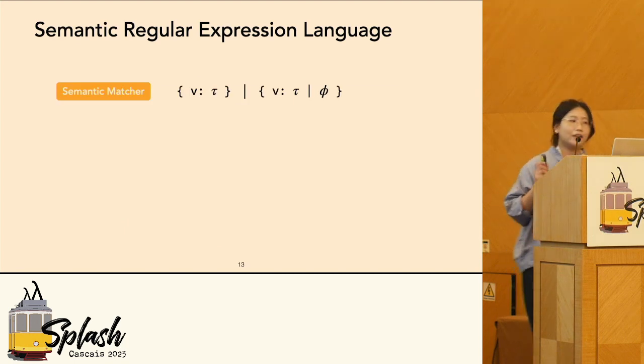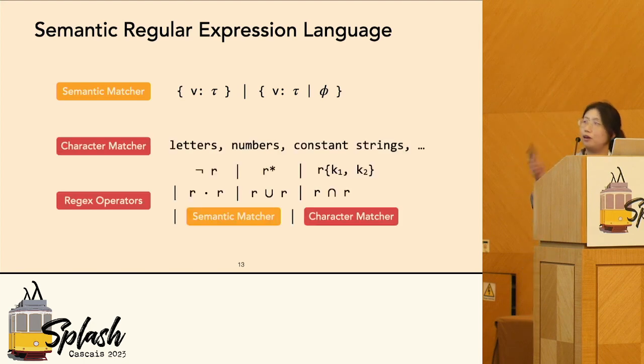Here, I already talked about the syntax for semantic matchers. For the rest of the semantic regex language, we have all the regular constructs we normally see in regular expressions, except that the semantic matcher is a base case for the regex operator.